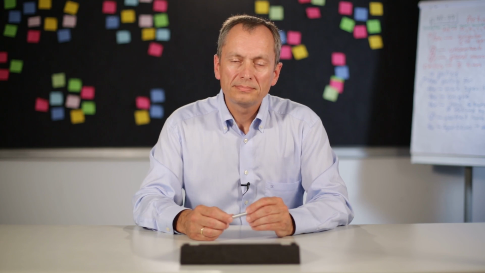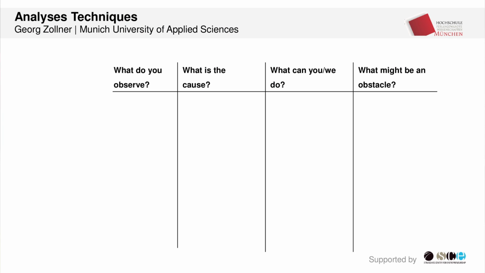It's very simple. You take a sheet of paper, a flip chart, a wallpaper, and you put 4 columns on the sheet of paper, and you put 4 questions on top of each column. On the first column you write, what do I or what do we observe? On the second column, what is the cause? On the third column, what can I do, what can we do? And on the fourth column, you put what might be an obstacle.